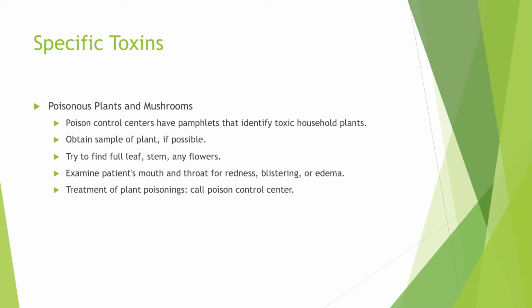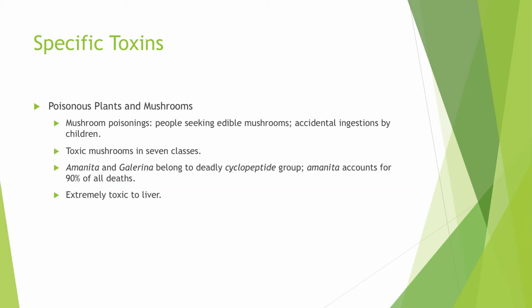I have pamphlets that identify the toxic household plants, so a lot of times you'll see if they're toxic to animals and stuff. They'll show you that for us also. The other thing you'll see, like I said, is in Poison Control Center pamphlets. Examine the patient's mouth and throat for redness and blistering or edema right from ingestion. For treatment for plant poisoning, you have to call the Poison Control Center. They have very specific things. Mushroom poisoning, we get the wrong kind, accidental ingestions, mostly because kids get accidental ingestions.